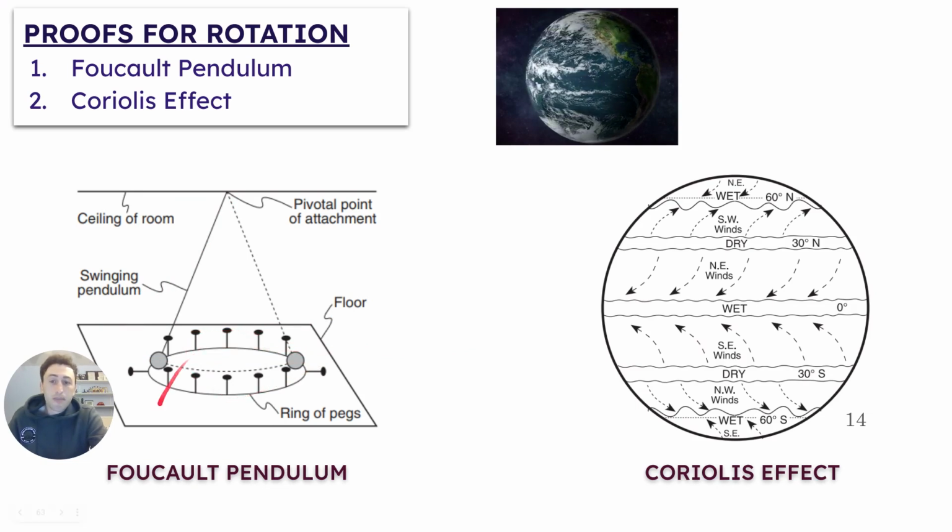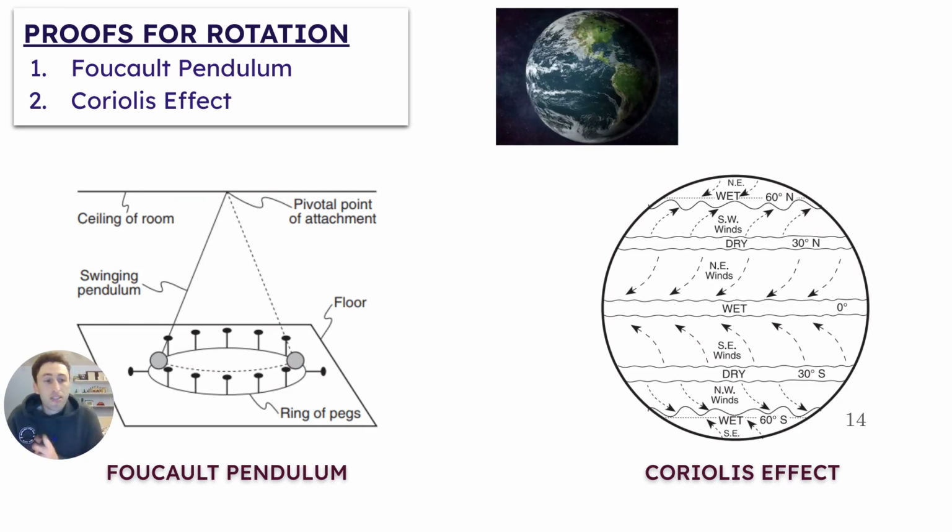The reason is because the Earth is rotating underneath it, causing the pins to spin. Therefore, even though the pendulum is going back and forth, just side to side, it will knock over all the pins in the circle. That is a proof that the Earth must be rotating, causing these pegs to move and allowing the pendulum to knock all of them over.